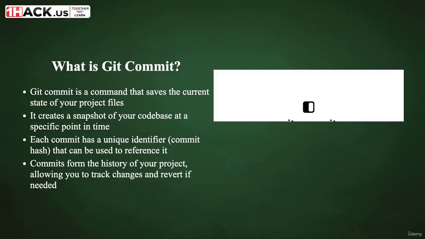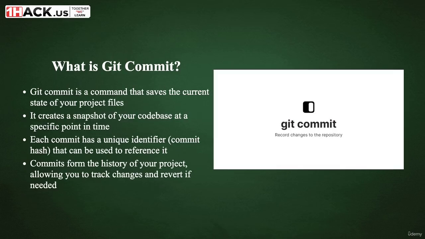Let's start by understanding what Git commit is. Git commit is a command that saves the current state of your project files. When you run the git commit command, it creates a snapshot of your codebase at a specific point in time. Each commit has a unique identifier known as a commit hash, which can be used to reference that particular version of your project. These commits form the history of your project, allowing you to track the changes made over time and revert to previous versions if needed.